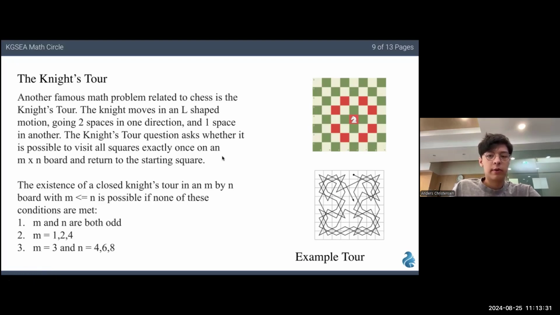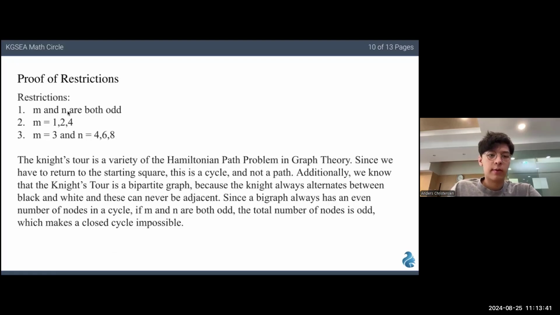So if you're curious, I encourage you to try proving this yourself, but today I'll be proving some of these restrictions. So the first one, m and n are both odd. The knight's tour is a variety of the Hamiltonian path problem in graph theory. And since we have to return to the starting square, this is a cycle, not a path. A path is a knight's tour that can end on any node, not necessarily the starting one.